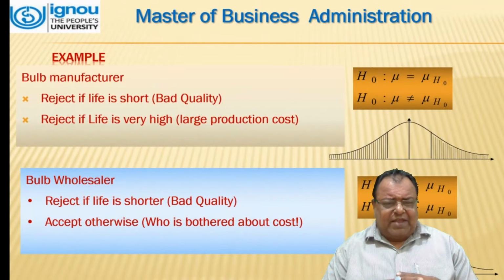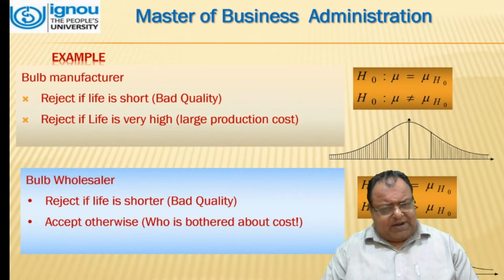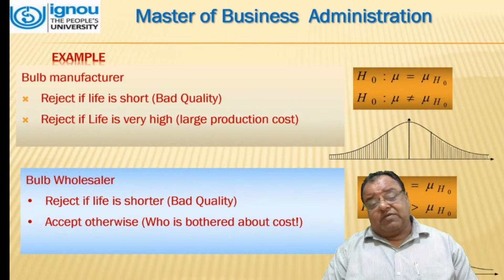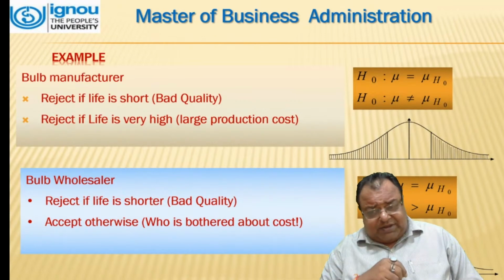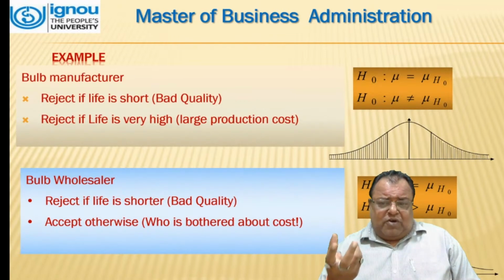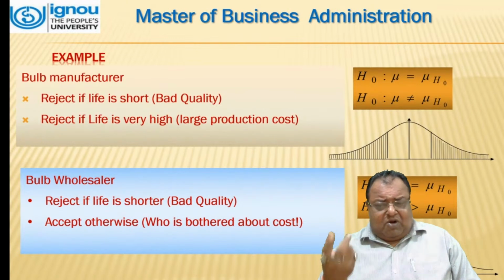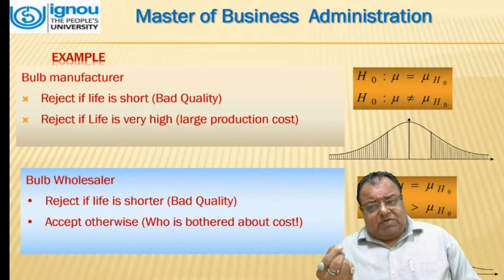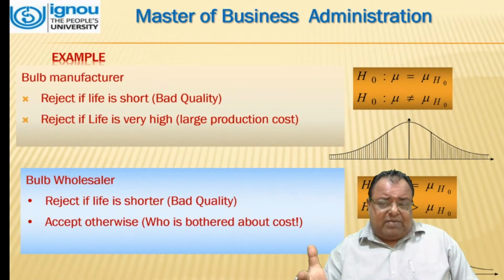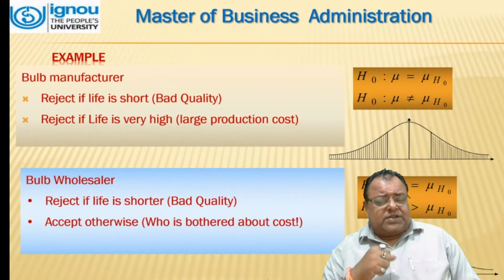Reject if life is short, that is, it is of bad quality. And reject if life is very high, because that will be a case of large production cost. Mathematically, when we convert it into hypothesis terms, this is what we draw: H naught: mu is equal to mu H naught, and H1: mu is not equal to mu H naught. Your graph will be of this type.